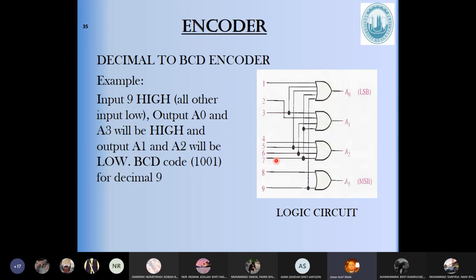That is 9. Kita cuba nombor 5. 5 jadi high. So yang mana yang akan dapat output? Yang akan dapat adalah A2 dan juga output akan dapat pada A0. So di sini akan jadi 1, di sini akan jadi 1. The rest 0. So 0, 1, 0, 1. So that is 5.